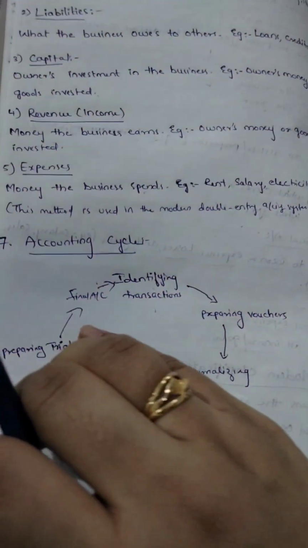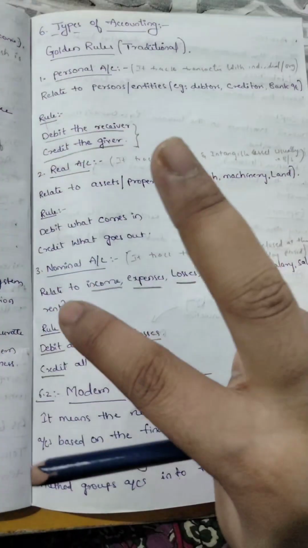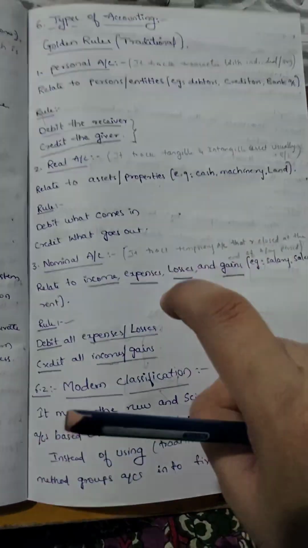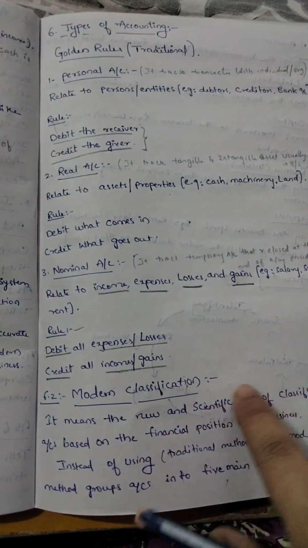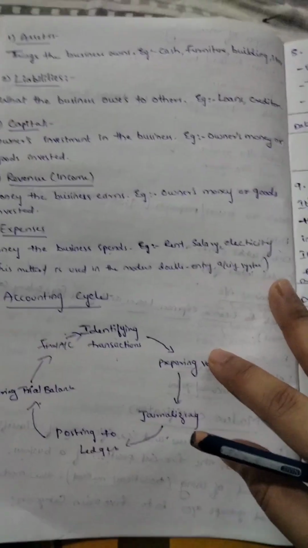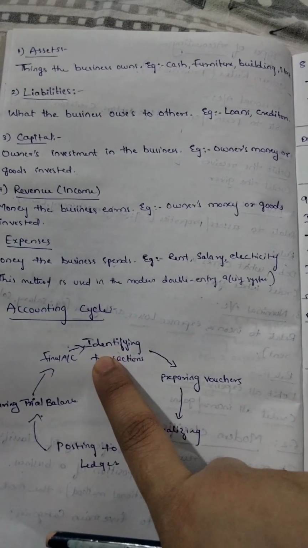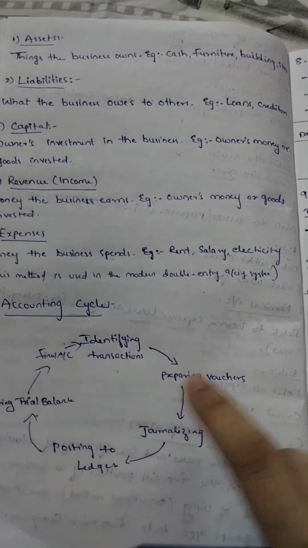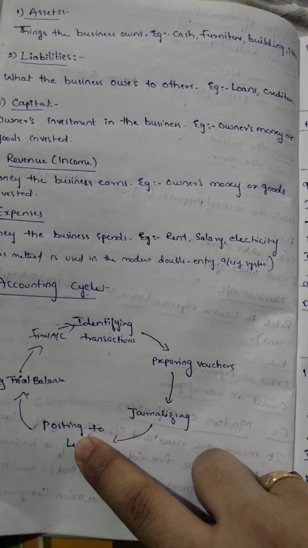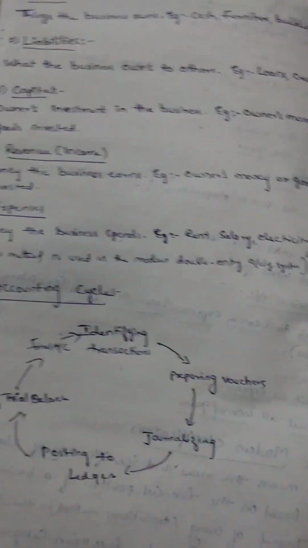Got it? In today's class, we learned about types of accounting. There are 2 types, traditional and the modern, and we learned the golden rules of the traditional account, which are important for solving general entries. And in the modern classification, accounts are classified into 5 types, that is assets, liabilities, capital, revenue and expenses. And then the accounting cycle, where we learned that first we have to identify the transactions, after that prepare vouchers, then journalize it. After journalizing, we post it into the ledger, then the trial balance and then the final accounts. This is the accounting cycle.